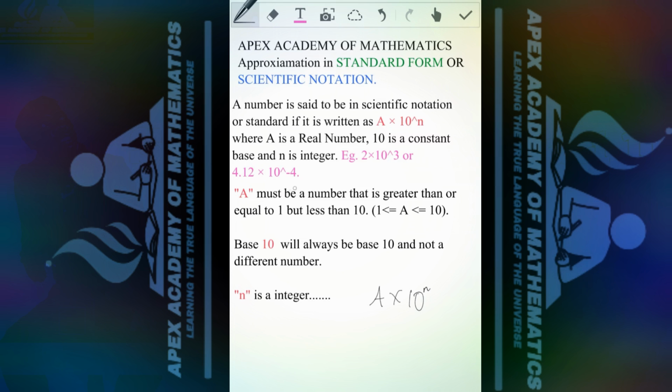All right, wonderful. So it says here that a must be a number that is greater than or equal to 1, but it must also be less than 10. So whatever number I'm going to write here, it cannot surpass 9.99999, and it cannot go below 1. So you cannot have a number for a being 0.9. It has to be 1, or it has to be a number between 1 and 10, highest number being 9.99.